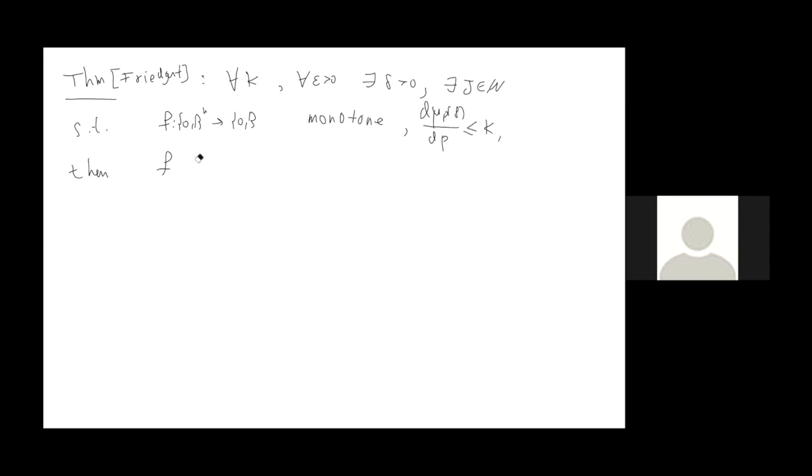Second. Then f essentially depends on at most j coordinates. Okay, so for now, forget about these two parameters. They're not important. What this result is saying is that if you have a coarse threshold, then this is because you depend on very few coordinates.